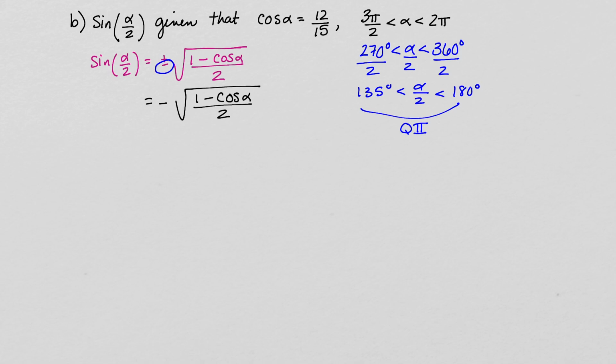It's negative because we're looking for quadrant 2. Remember, in quadrant 2, there's All Students Take Calculus. The only things that are positive in quadrant 2 are the sine, the S stands for the sine, and then to go along with the sine is the cosecant. Those are the only two values that are positive. So everything else in quadrant 2 is negative. And since the angle I'm looking for happens to be in quadrant 2, I know that I have to take the negative part.